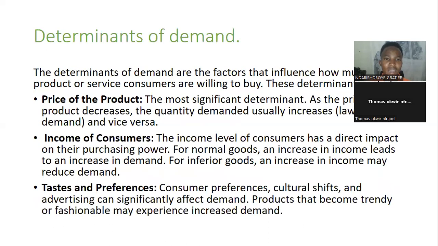Let's go to the determinants of demand. Determinants of demand are factors that influence how much of a product a consumer is willing to buy. We are going to start with the price of the product. As we have already seen in the demand curve and the law of demand, the higher the price, the lower the quantity demanded, and this is the most significant determinant. As the price of a product decreases, the quantity demanded usually increases, as stated in the law of demand. Whereas, as the price of a commodity or a service increases, the quantity demanded of that product will consequently reduce, okay?